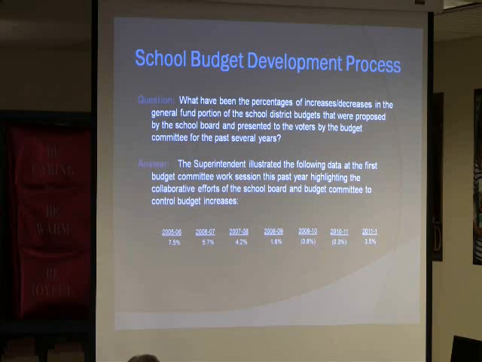What you can see is back in 2005-2006, the school district budget that was asked for the voters to adopt in the general fund portion was up 7.5%. What the school board and the budget committee have been working together to do is try to bring those increases down, and actually 2009-2010 and 2010-2011, the proposed budget for the general fund was actually less than the prior year. So what we're trying to illustrate here is that there has been a collaborative effort between the budget committee and the school board to try to reduce the school district's portion of the tax rate.